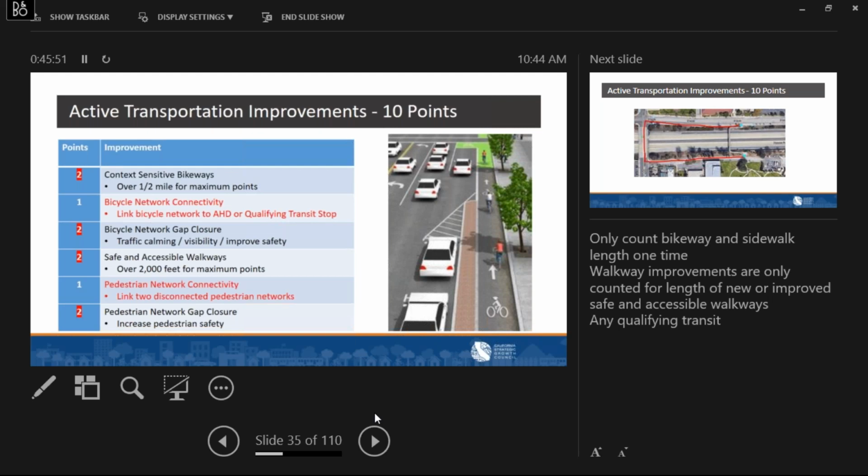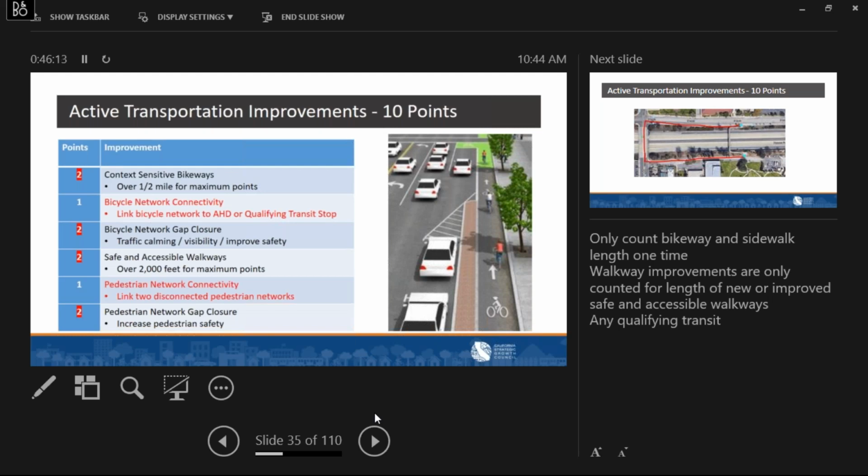The bicycle network gap closure is 1 point for each improvement that closes a gap in a bicycle network. So this could be a safety hazard, something that's addressed by traffic calming measures or increasing visibility. So 1 point for each gap closure for a maximum of 2 points.